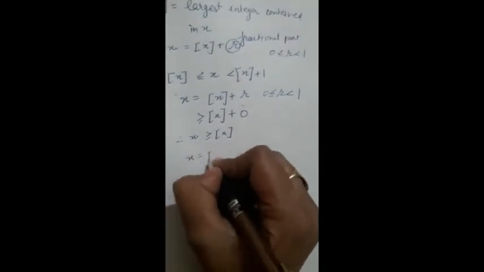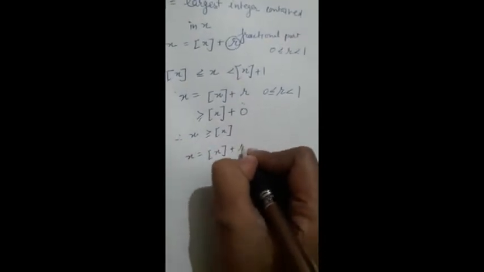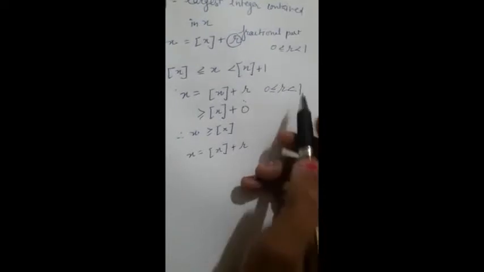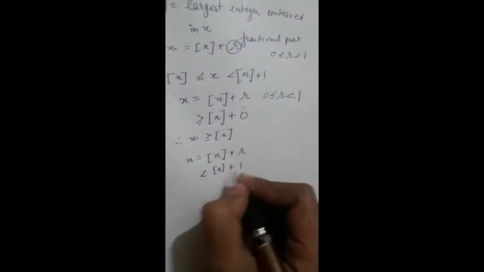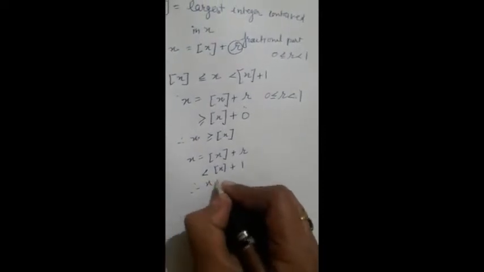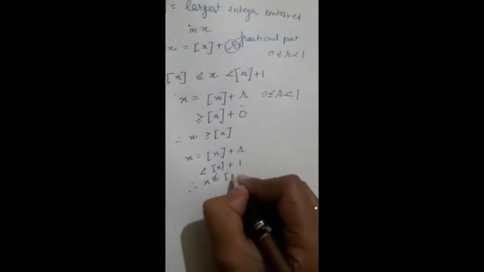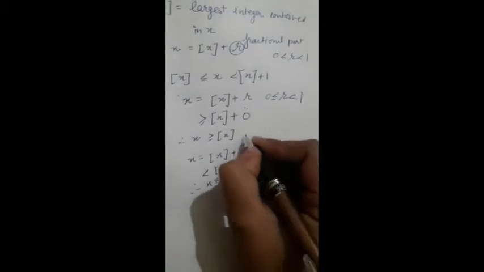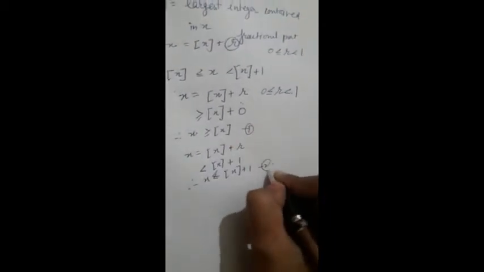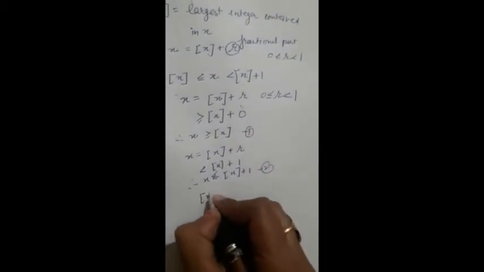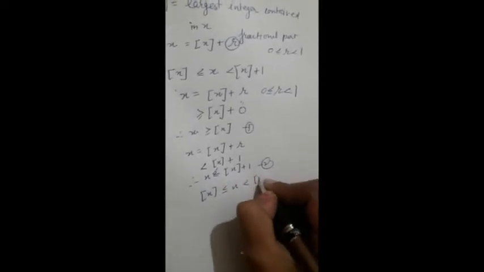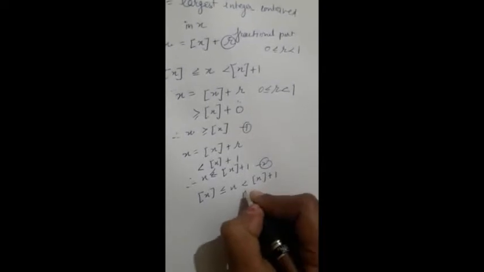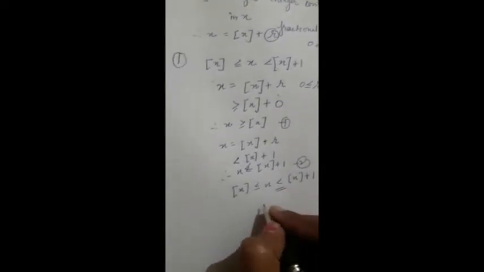Again, x is equal to greatest integer x plus r, and we use the condition r is less than 1. So it is less than greatest integer x plus 1. Therefore x is less than greatest integer x plus 1. Combining 1 and 2, we get greatest integer x is less than or equal to x, which is less than greatest integer x plus 1. This inequality is strict.